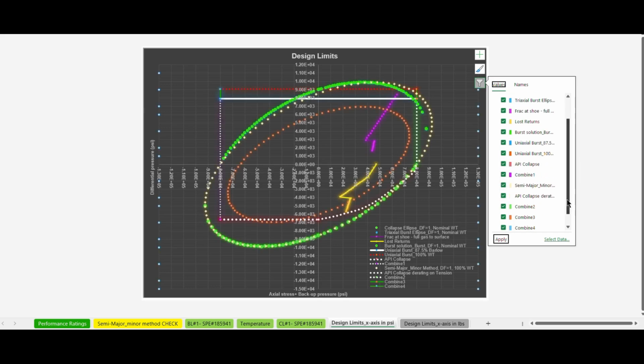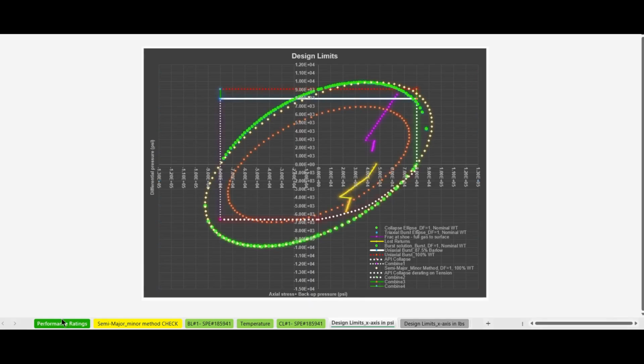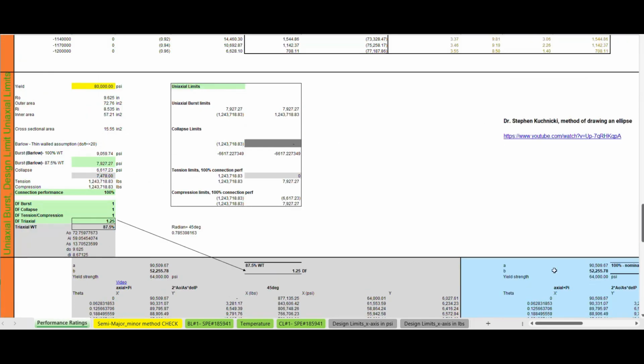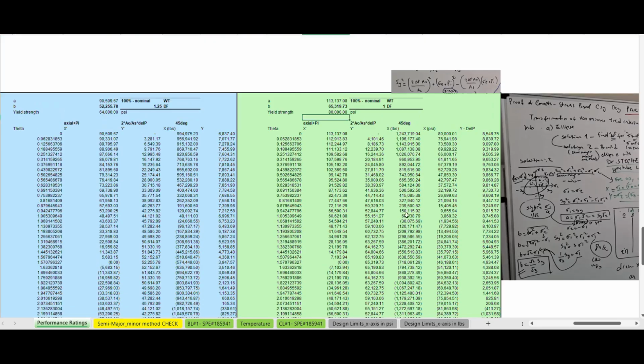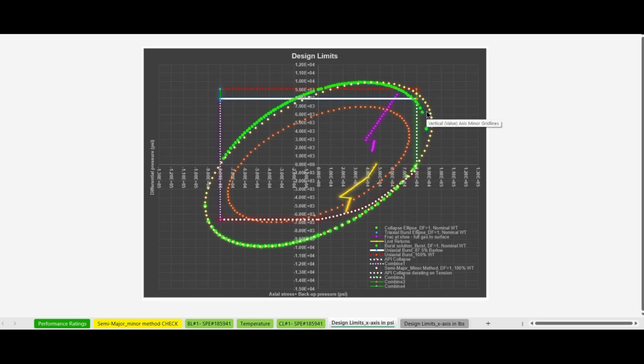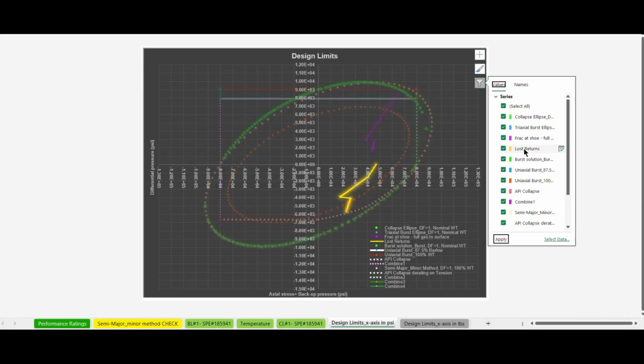Then what we have is the semi-major and minor solution. This yellow ellipse that you can see with the yellow squares is basically taking values from Dr. Kuczynski's method of the semi-major and minor. Basically, with the yield strength of the pipe, I take one design factor with 100% nominal thickness. I come up with a kind of transformation of the ellipse, as you see, and then you can come up with an ellipse that crosses the yield strength at 80,000 psi.